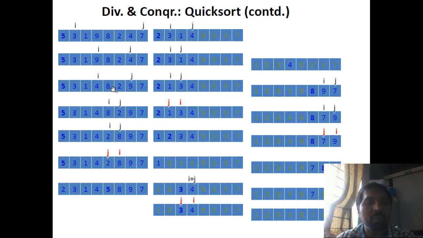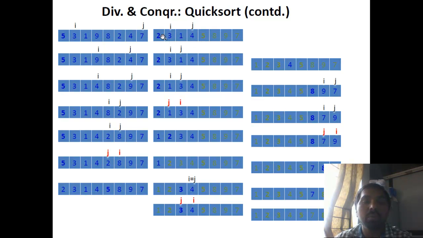Now i moves in the forward direction, j moves in the backward direction. So now the i value is 8. 8 is greater than 5, yes, and 2 is less than 5. So now we can swap these two elements 2 and 8. So now j and i are crossing. When these two positions cross, we swap the pivot element with the jth position element. So 2 and 5. Now the left side of 5 has 2 3 1 4 and the right side of 5 has 8 9 7. So now we can consider the one part, that is 2 3 1 4.